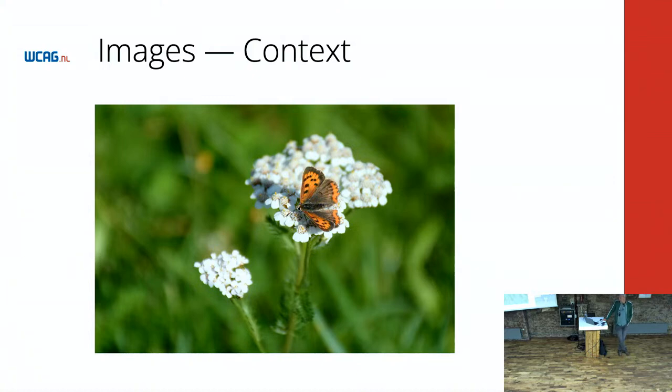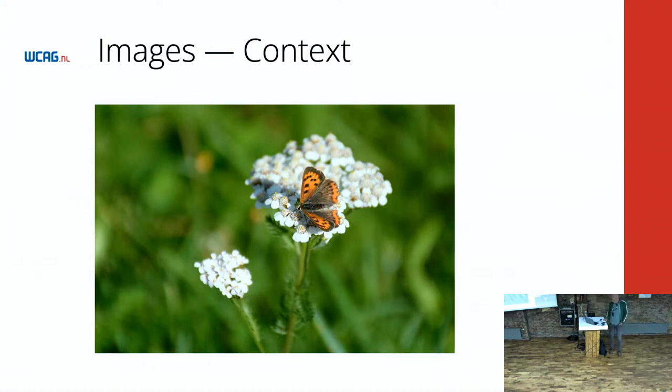This is an image of a butterfly on a flower. What you see a lot of times is that it has the name of the file as an alternative text, dsc_1709.jpg. Well, it says nothing about the image, so that's wrong anyway. Correct would be: butterfly on a flower.